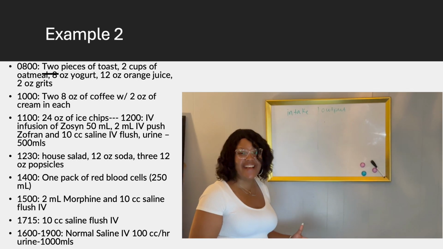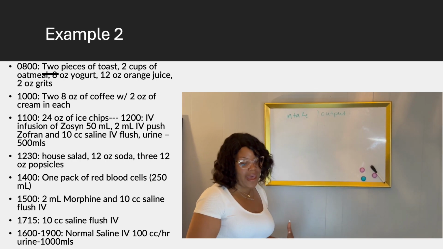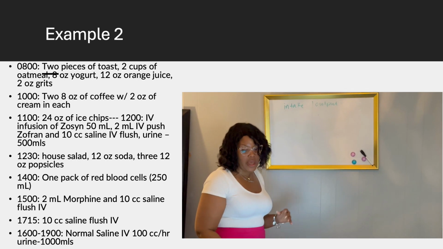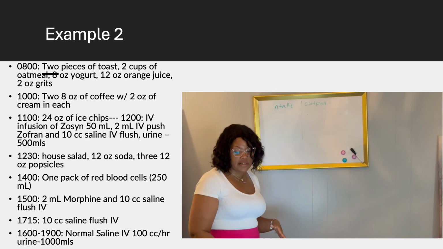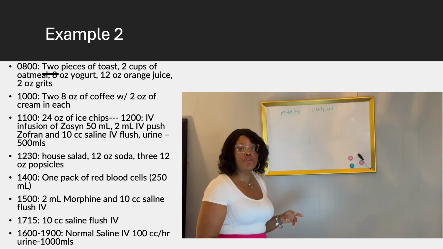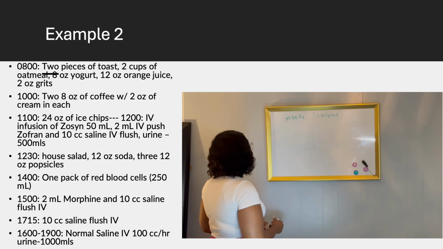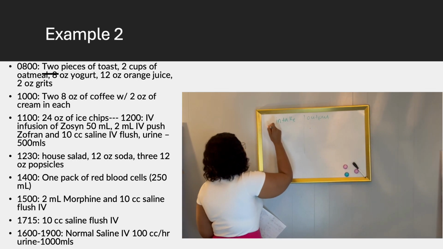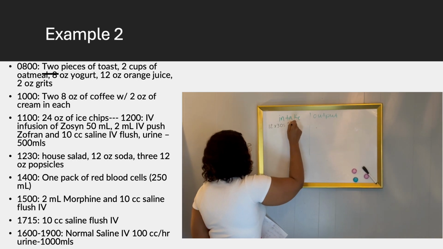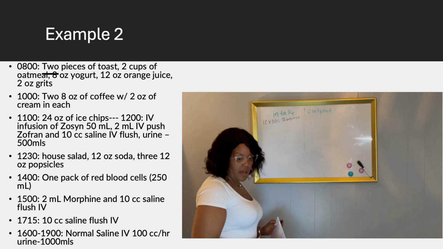All right, let's begin our second problem. As you can see, this one is a lot busier. At 8 o'clock, they had 2 pieces of toast, 2 cups of oatmeal, 8 ounces of yogurt, 12 ounces of orange juice, and 2 ounces of grits. The only thing we're going to take out of there that is considered intake is the 12 ounces of orange juice. Remember, we have to be in mL, so 12 times 30 gives us 360 mLs.